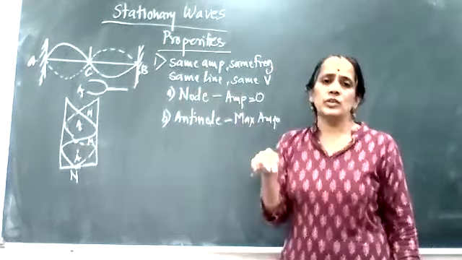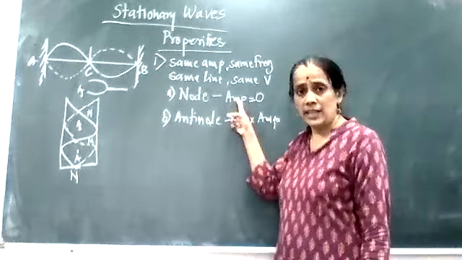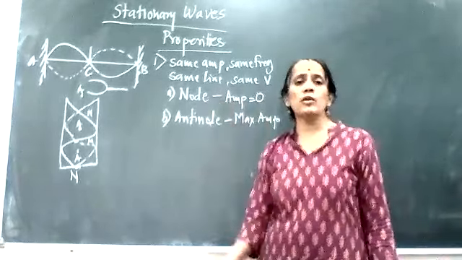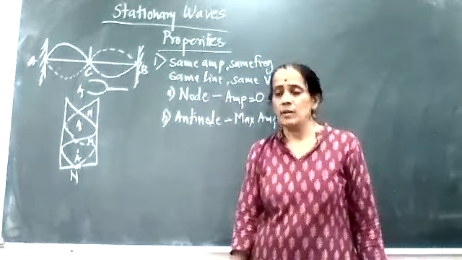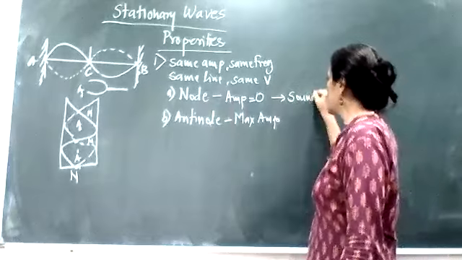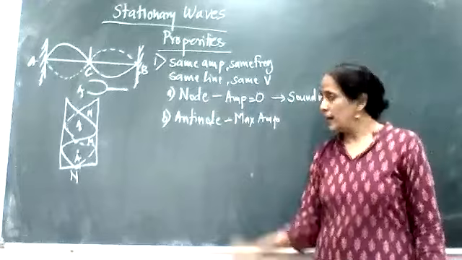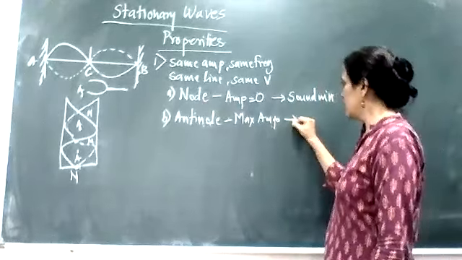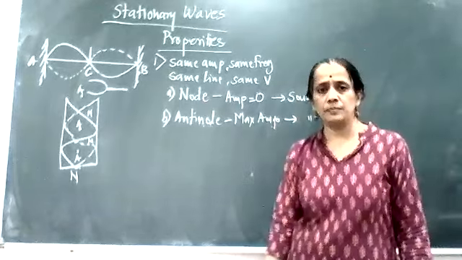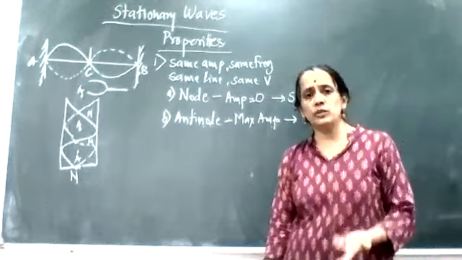Now in case of a longitudinal wave, when the resultant amplitude at a particular point is zero, then that point is called a node point. There the sound intensity will become minimum. And at the anti-node point, your displacement is maximum, so the sound we are getting is maximum.